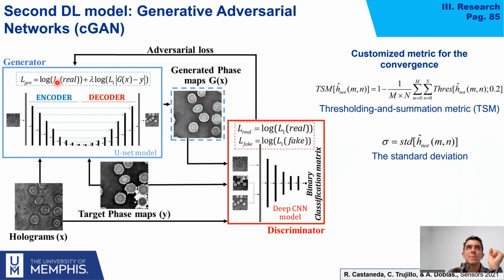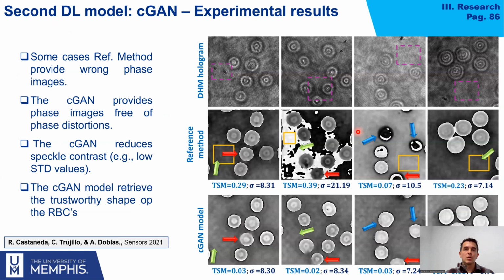GAN models need metrics for convergence. The metrics that we implemented are the trace and summation metric, the metric that I explained before in result number 2, and the standard deviation. Okay, this is the outcome that we obtain.